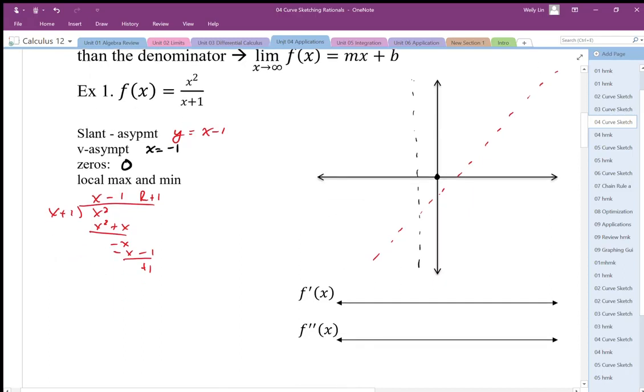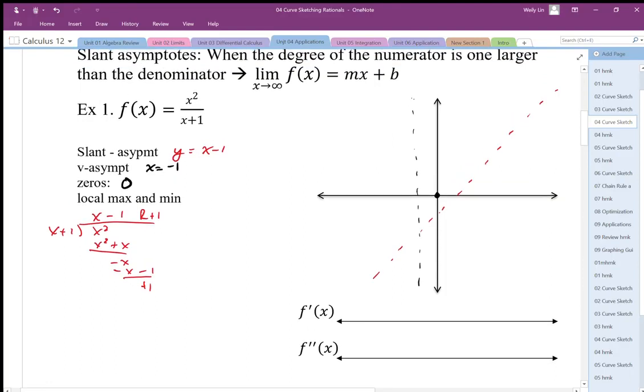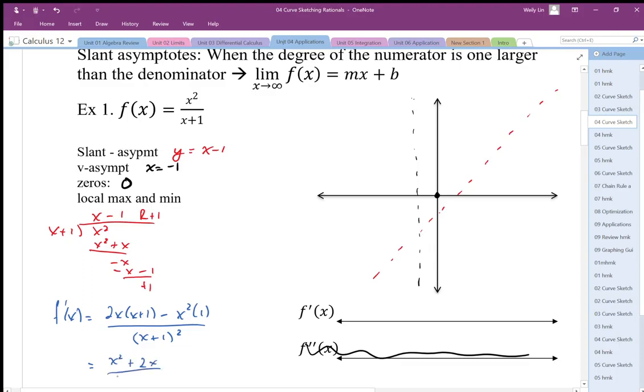Now comes the calculus part of this. We want to know where the min and max is. We're not going to do our second derivative here because we're not going to look for an inflection point, but we definitely want the min and max. So I need to differentiate. f prime x is going to be 2x times x plus 1 minus x squared times the derivative of the denominator, which is 1, over x plus 1 squared. Simplifying this, 2x squared minus x squared is x squared plus 2x, all over x plus 1 squared.